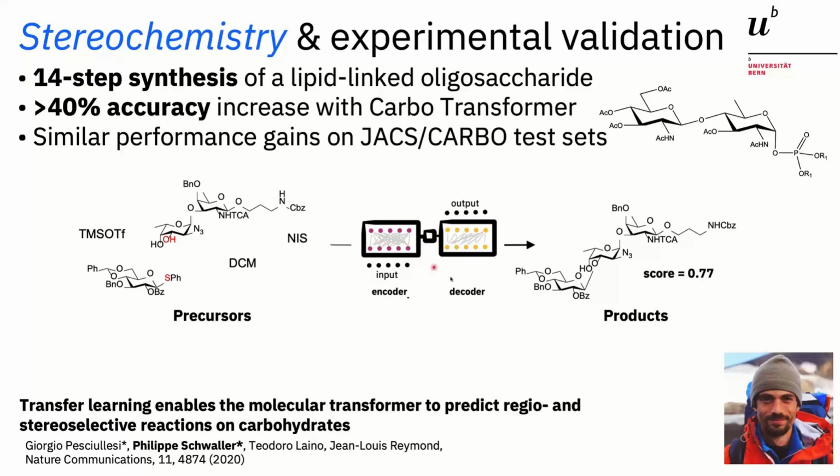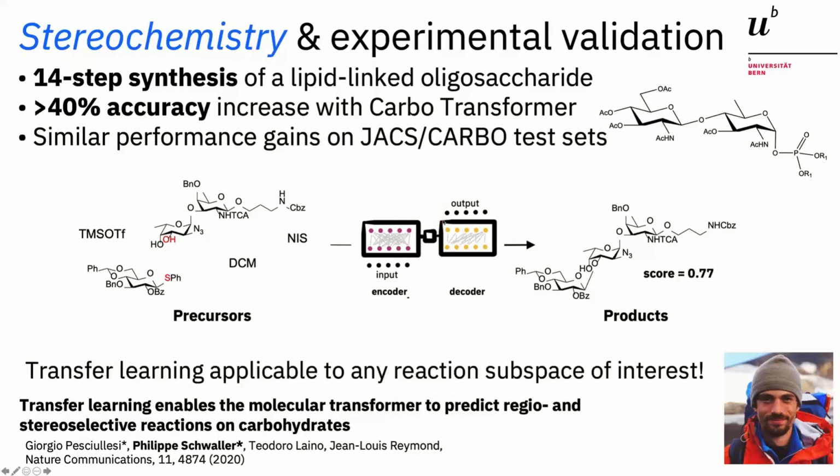This, for example, is one of the glycosylation reactions that was in the JAX test set. While the atom mapping is kind of obvious to see, even for a human expert, it's challenging to say whether the molecules react on the axial or equatorial side, or whether they form an alpha or beta bond. And our model was able to predict this reaction.